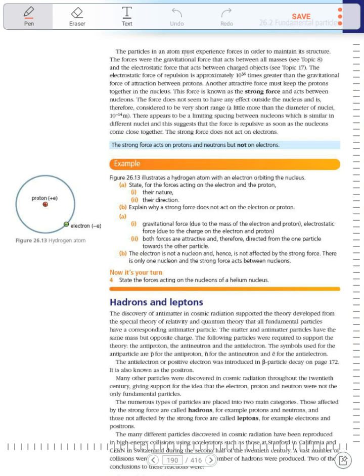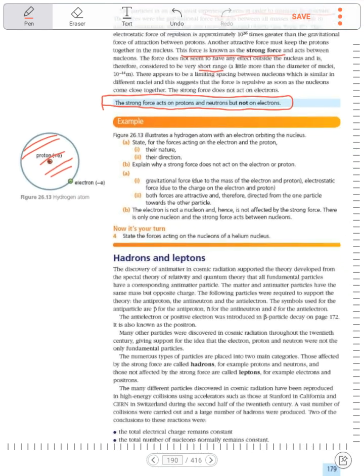The particles in an atom experience forces in order to maintain its structure. There is the gravitational force that acts between all masses. We also have a force known as the strong force, which acts inside the nucleus. The force does not seem to have any effect outside the nucleus, and therefore it's considered to be very strong but very short range, a little more than the diameter of the nucleus. The strong force acts on a proton and a neutron, but not on an electron. So it is the force inside the nucleus.